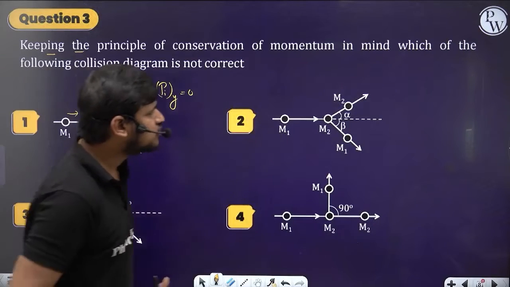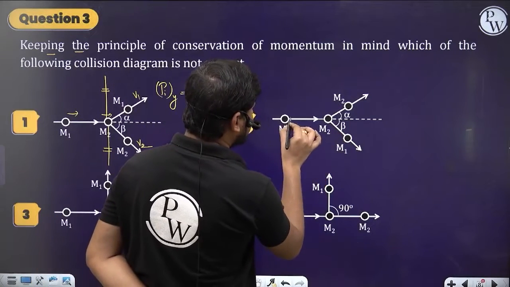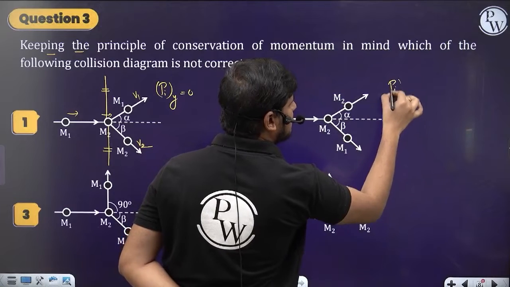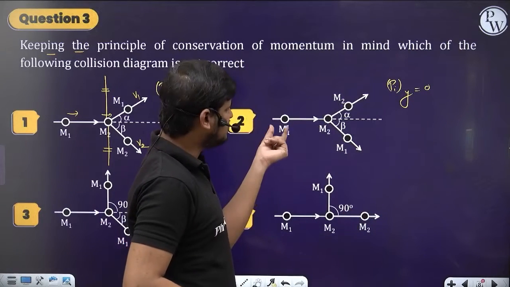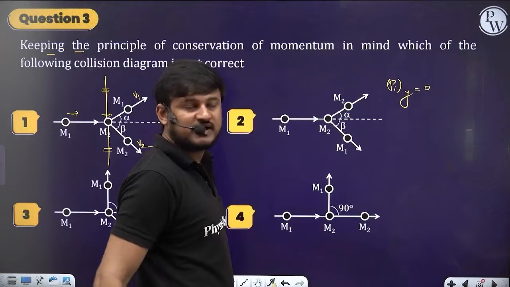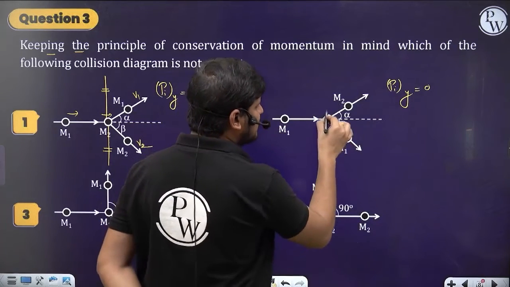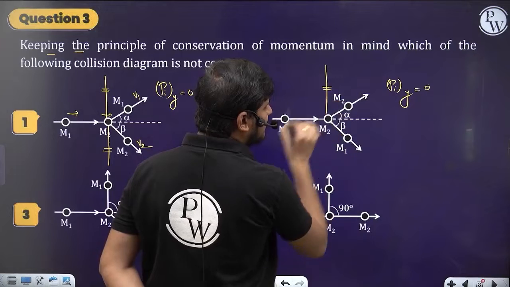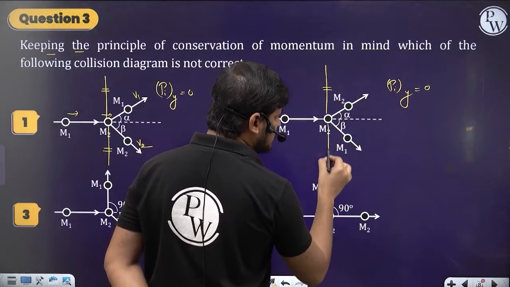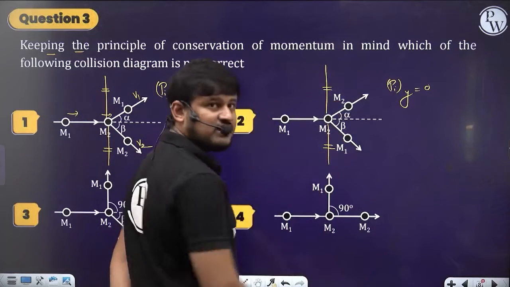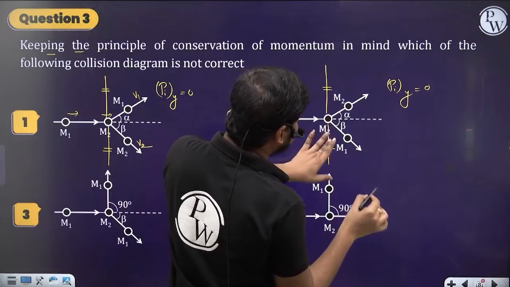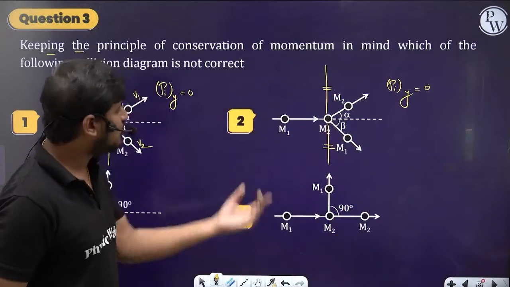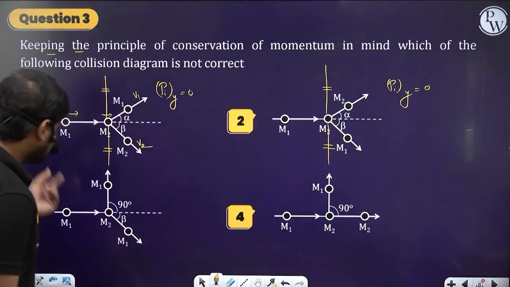Now check option 2. Here also there is no initial momentum in the y direction, because both are moving in the x direction. After collision, m1 particle will have momentum in y, and m2 will also have momentum in y. Finally also it can be 0, because this momentum and this momentum can cancel each other. The possibility is there. Now check the third one.